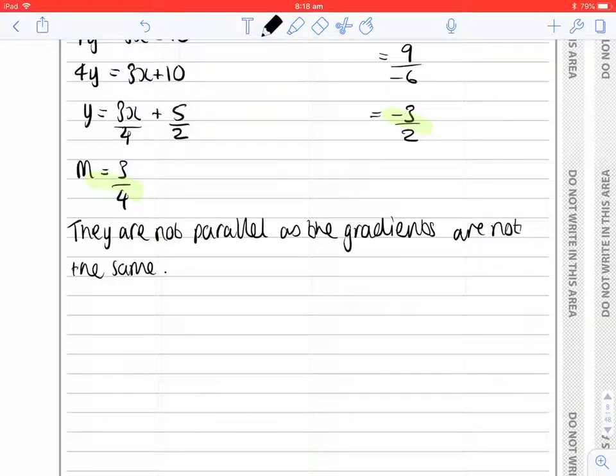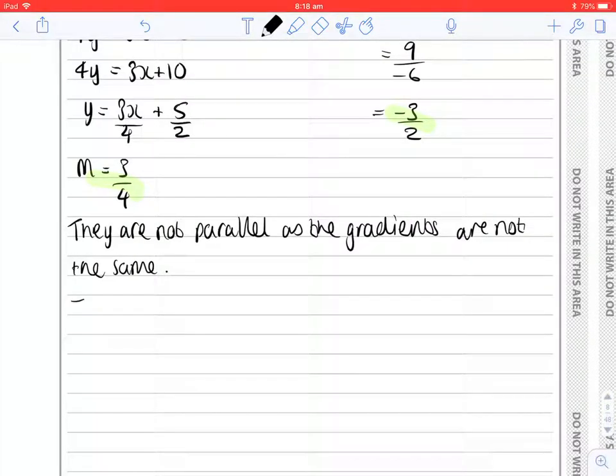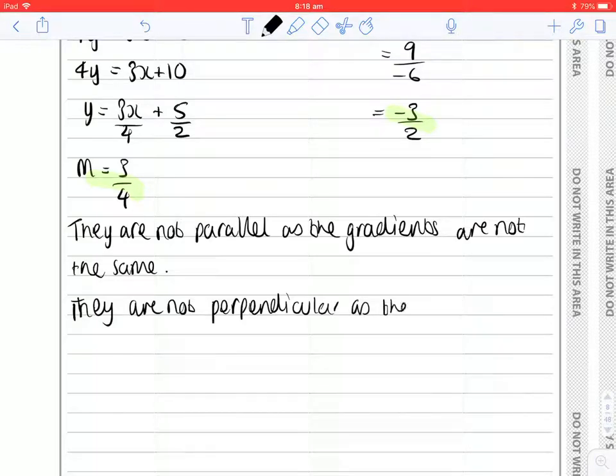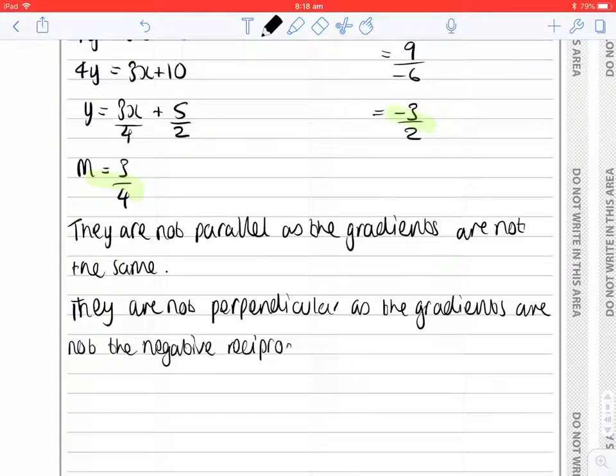And what we can also say is the negative reciprocal of 3/4 is going to be minus 4 over 3. That is not minus 3 over 2. So they are not perpendicular either, as the gradients are not the negative reciprocals of each other. So therefore, they are neither.